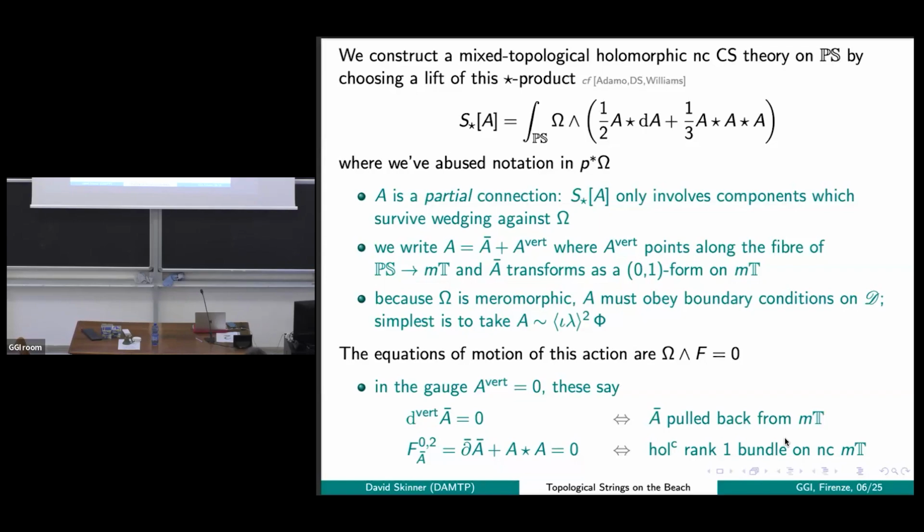In other words, they're pulled back from mini twistor space, and the 0-2 form part of the curvature, the bit where both indices point in the mini twistor direction, just tells me that I've got some sort of abelian, so rank 1, holomorphic bundle on mini twistor space, but on this non-commutative mini twistor space because of the presence of that star product.